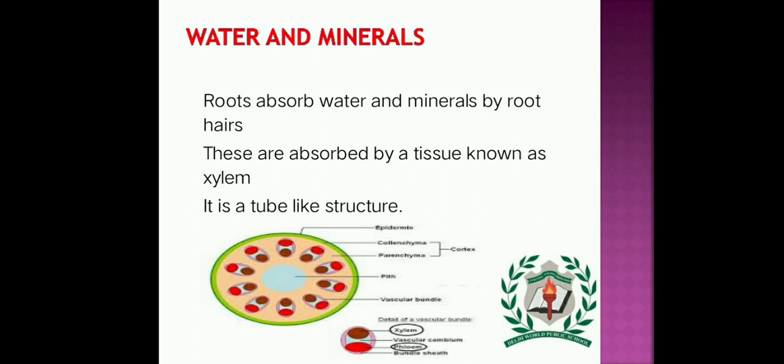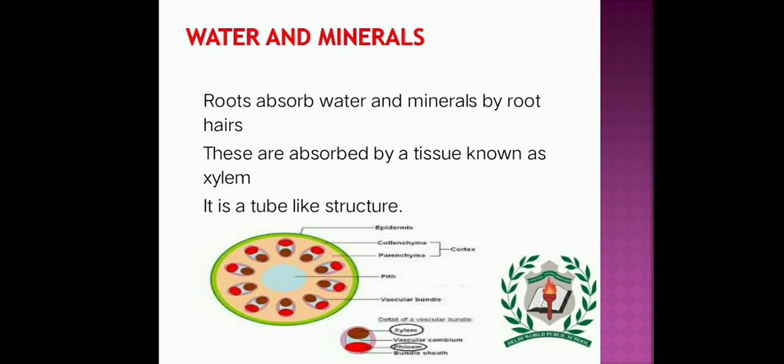Water and minerals are absorbed by the root hairs and transported to the leaves through a tissue called xylem. Xylem is a tissue, a tube-like structure. You can read about xylem in your later classes. So water and minerals are absorbed by the plants through the root hairs, and the xylem carries them to the leaves. Xylem is nothing but a tube-like structure.